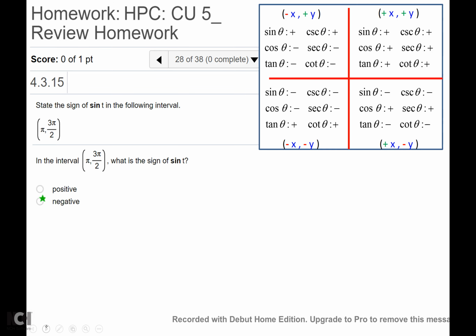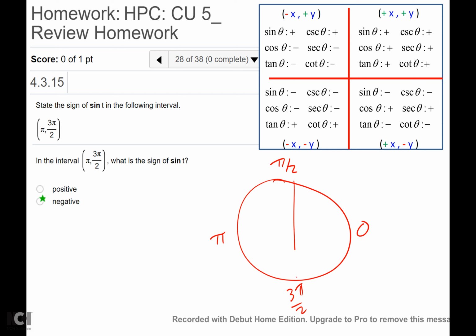Alright, it says state the sign of sine t in the following interval, from pi to 3 pi over 2. Here's pi, here's 0, pi over 2, and 3 pi over 2. So if we're between pi and 3 pi over 2, we're in quadrant 3, and in quadrant 3, sine is negative.